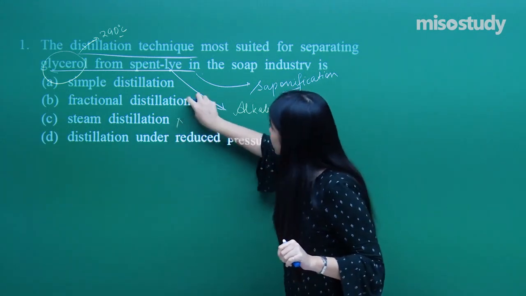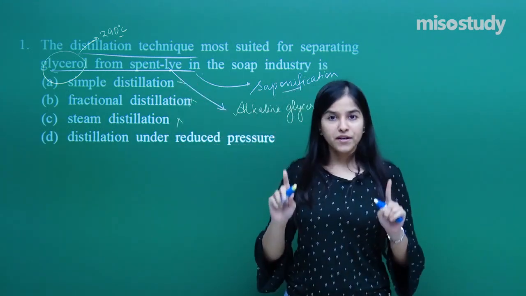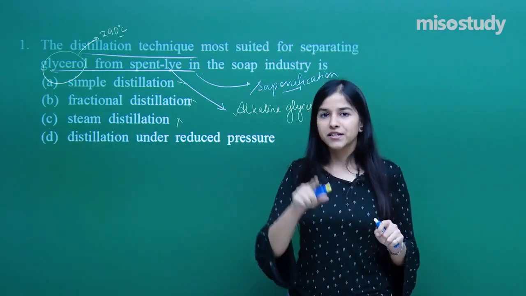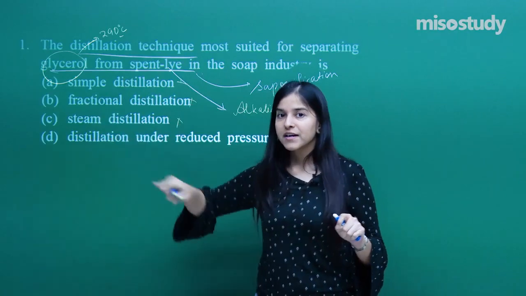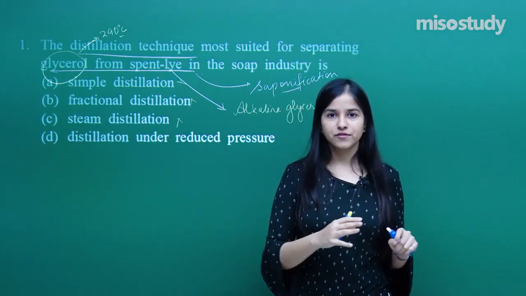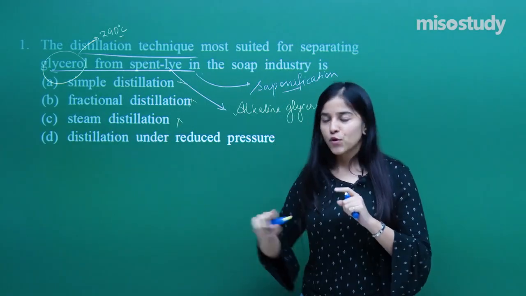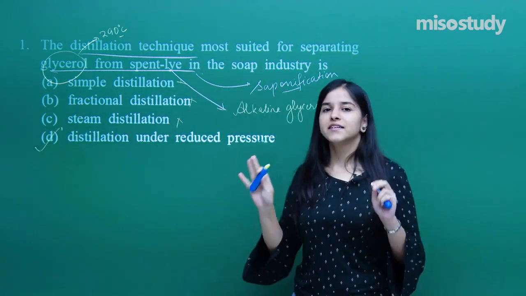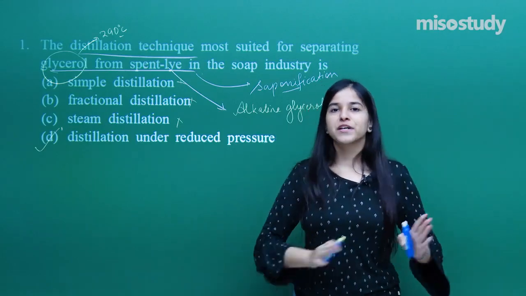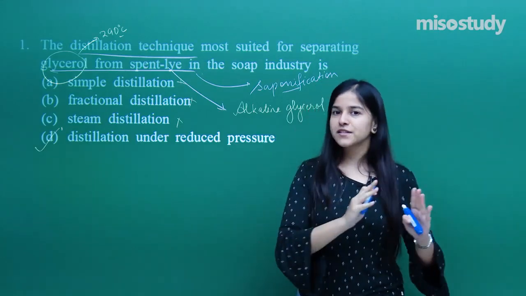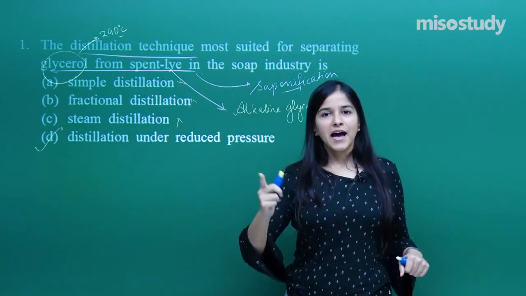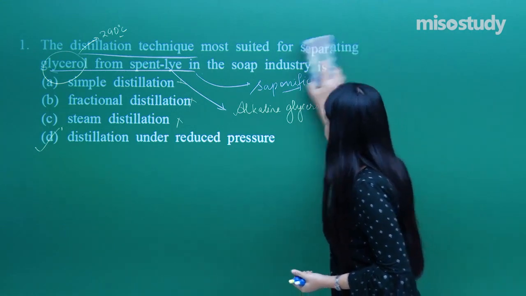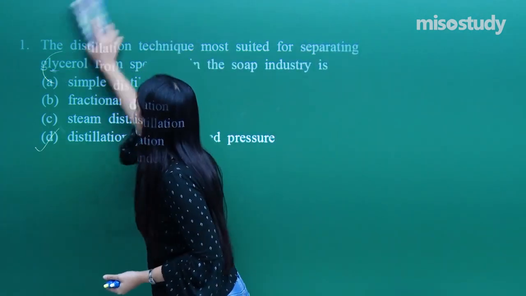So here all of these three methods will be wrong, but distillation under reduced pressure will actually reduce the boiling point of the glycerol, and now glycerol can easily boil off and be separated. So that is what the answer over here is: distillation under reduced pressure. We need to reduce the pressure of the entire reaction mixture, reducing the boiling point of the glycerol and separating it out. Clear? So the answer is D over here. Let's move on to the next question.